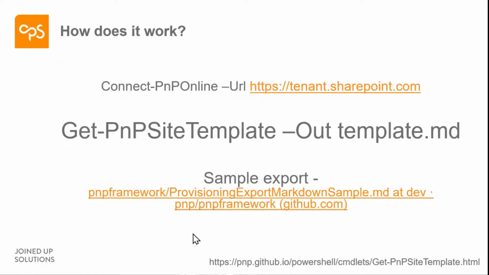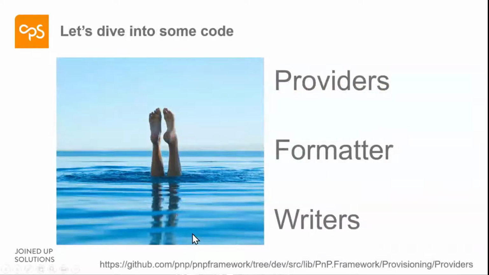Because this is the PnP call, I am going to go into a little bit of the code, in case anyone else wants to expand on this or take some of the areas. You've got three key parts of this. You're looking at the providers within that. There then is a formatter that does the conversion into the type, whether it's XML, Markdown, or JSON.